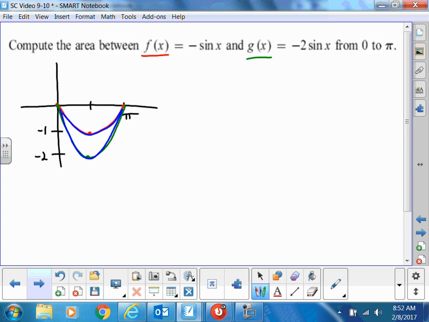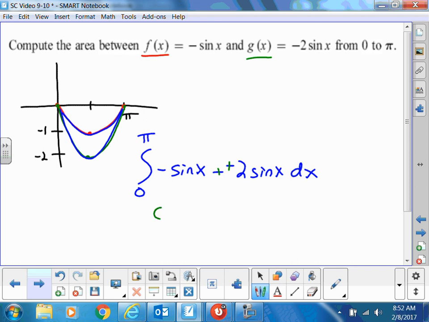Well, to do that, we do top minus bottom. So we're going to do integral. Our starting x value of our region is 0. Our ending x value of our region is pi. The top function there is the f of x, so that's minus sine x. And then minus our bottom function, which was minus 2 sine x, and then we're dx. So this minus a minus really becomes a plus.